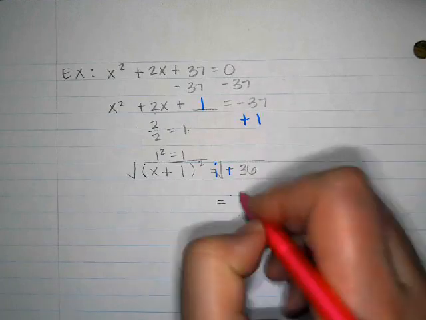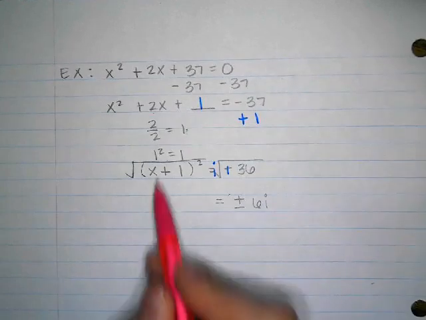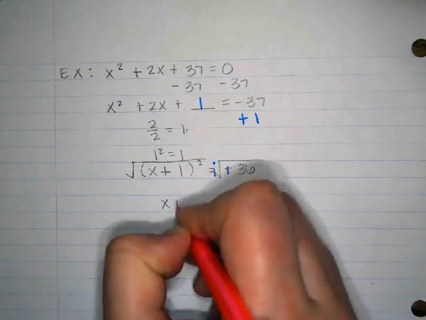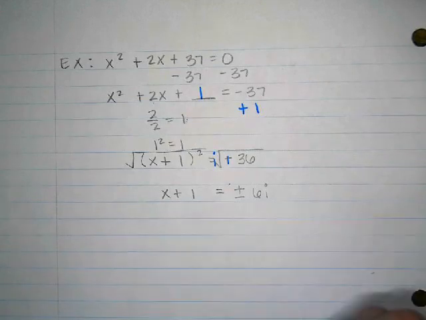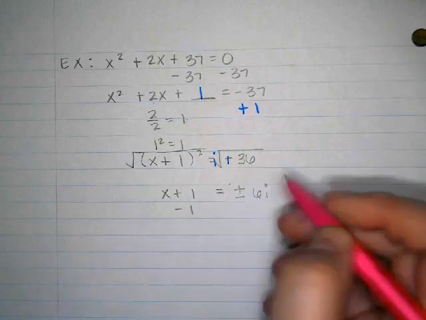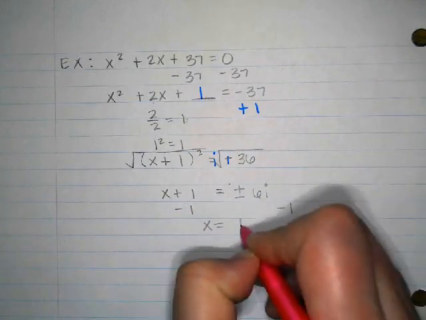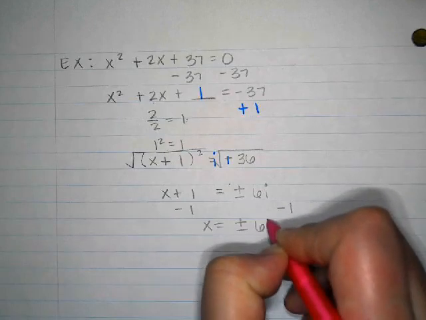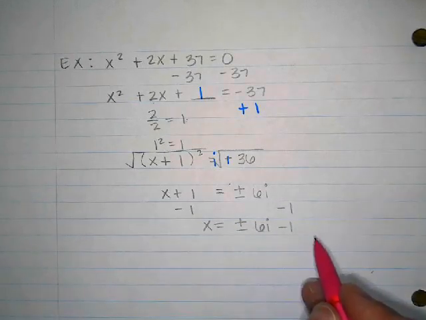Okay. And then over here, I have x plus 1. So how do I solve for x? Subtract the 1. So x equals plus or minus 6i minus 1. And we're just going to leave it there. We've never dealt with that before, so we're going to stop. Okay?